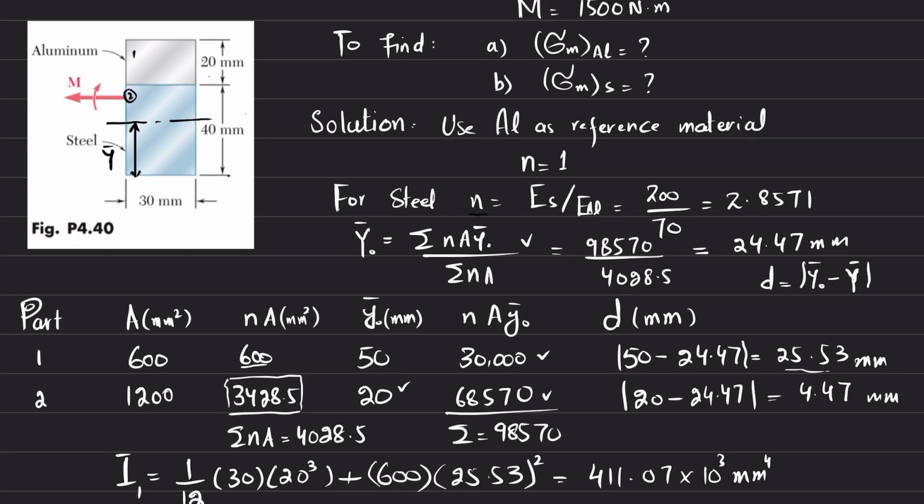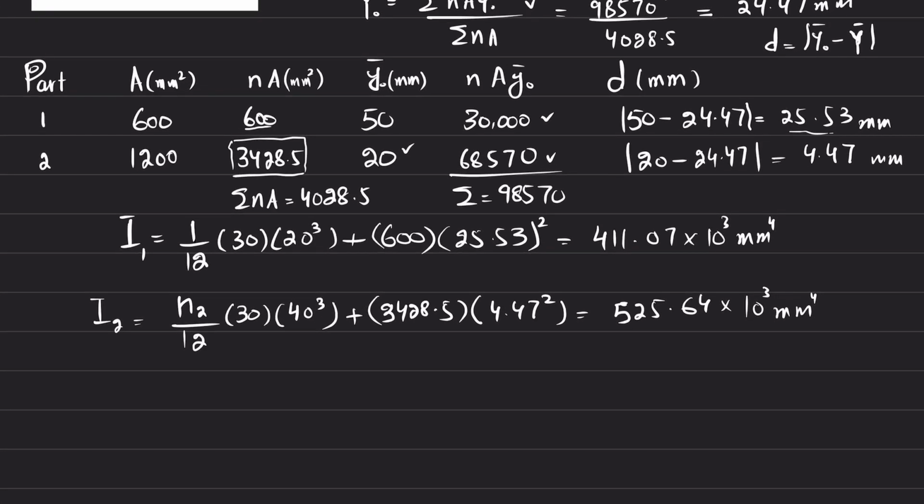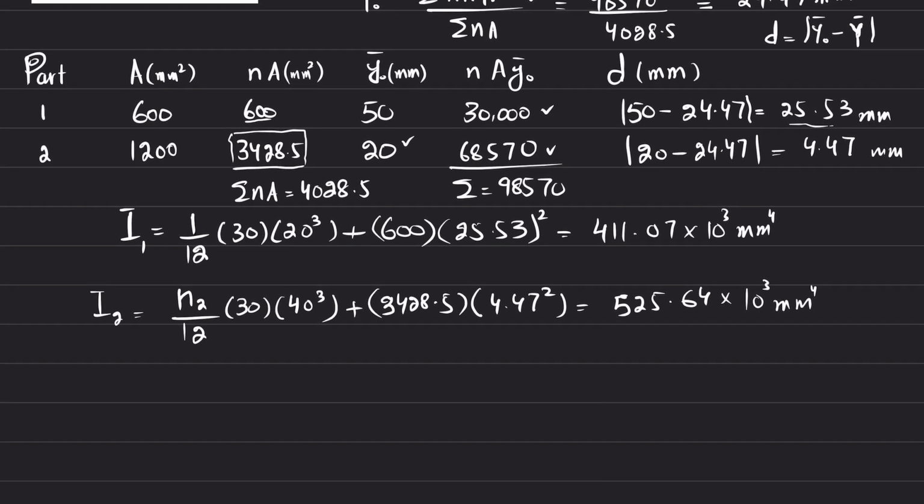Now you can see this is the centroidal axis, and half of this part 2 will be 20. Clear? So this distance is equal to d, and that is equal to Y, which is 24.47 minus 20, will give you 4.47. Okay. Now we have both I1 and I2, so we know that the total moment of inertia of the composite beam is equal to I1 plus I2.